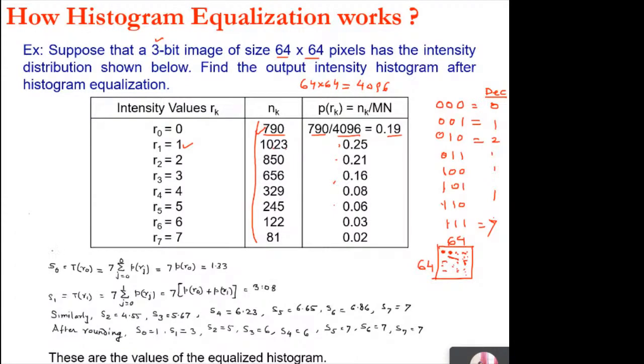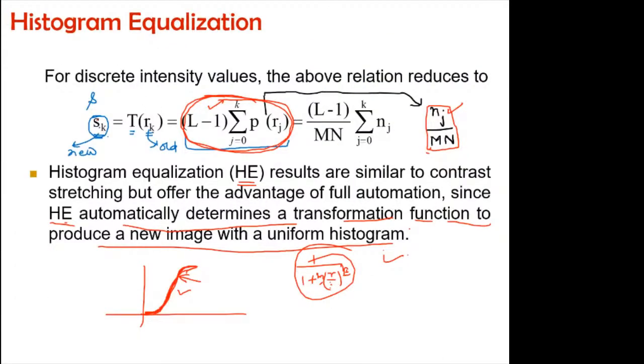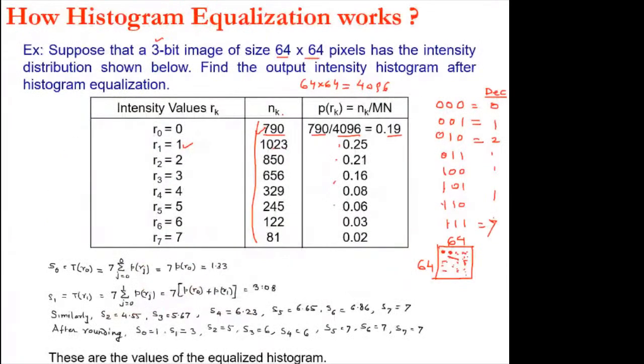We have applied this equation Sk equal to L minus 1 summation PRJ. ठीक है ना. ये इक्वेशन मैं यहां लिख देता हूं, Sk इक्वल टू L minus 1 summation PRJ, where J is equal to 0 to K. This was the equation.